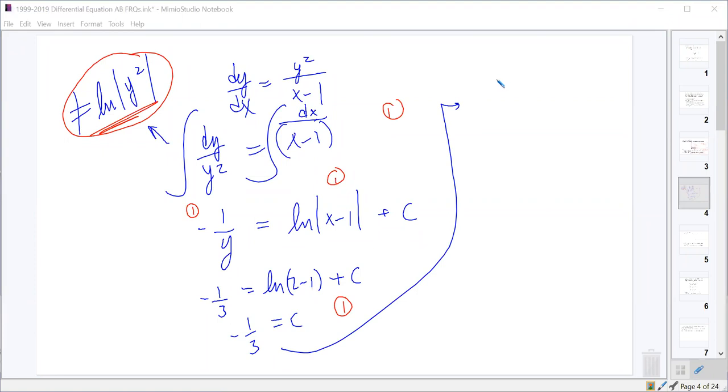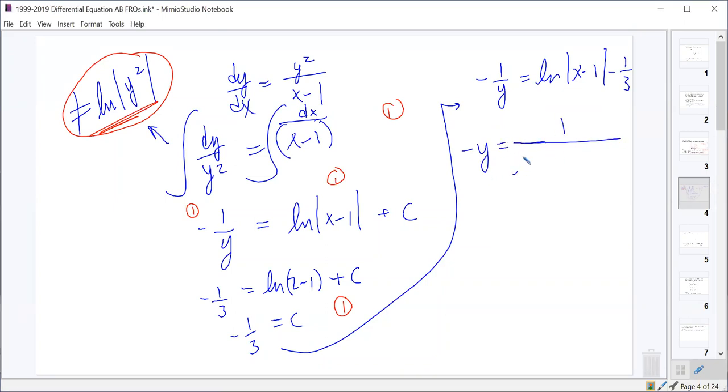Then you go back up, -1 over y equals natural log absolute value x minus 1 minus 1/3. And if you don't feel like getting a common denominator here and you just want to write -y equals 1 over this, that's fine. I would prefer to get a common denominator, but it's up to you. And then you just get y equals negative of that. And that's your answer.